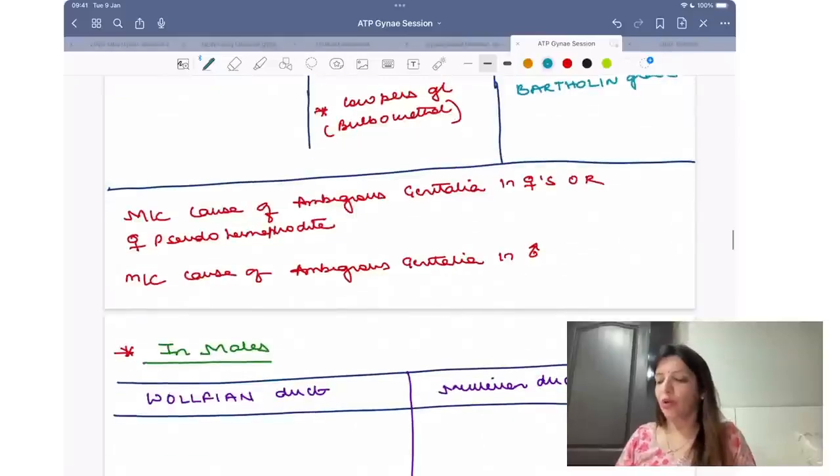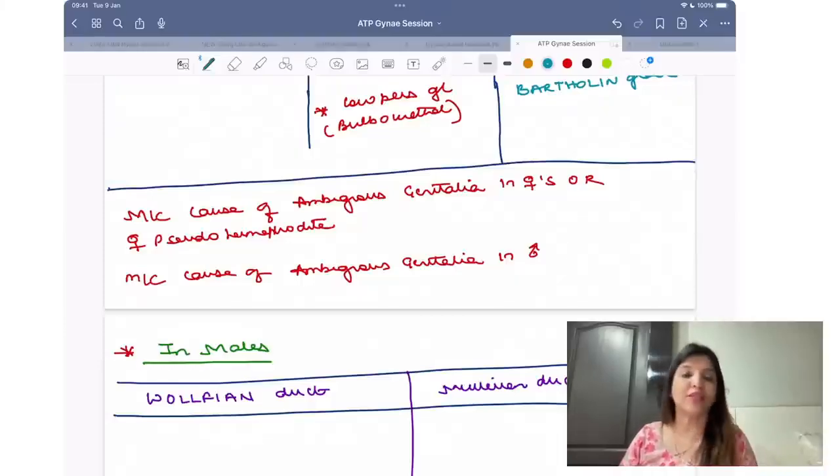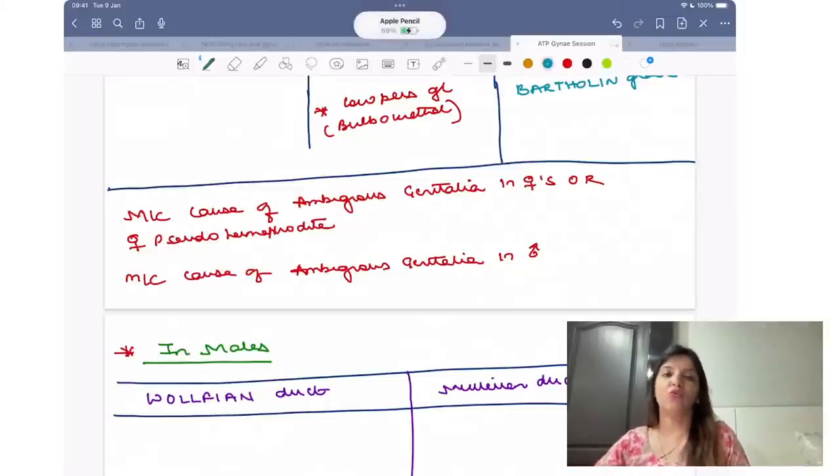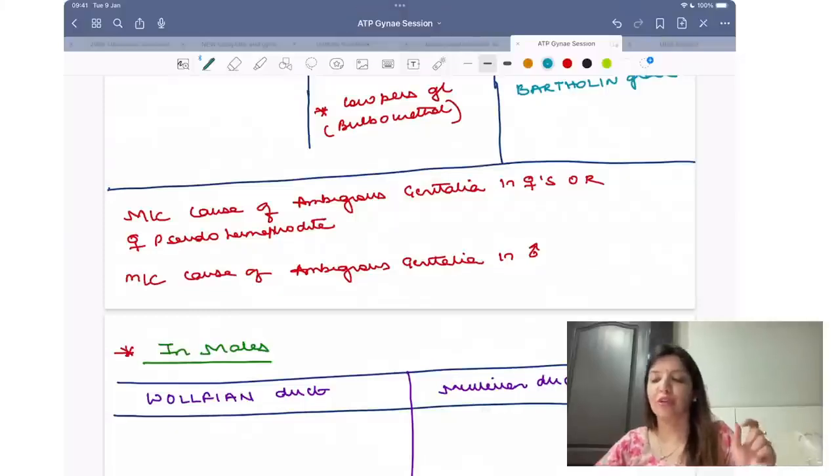Next question. What is the most common cause of ambiguous genitalia? What is ambiguous genitalia? When by looking at the genitalia you cannot decide the sex of the baby. So what is the most common cause of ambiguous genitalia in a female, if they ask you this question? Or if they ask you what is the most common cause of female pseudohermaphroditism?